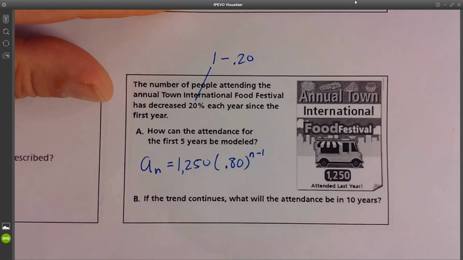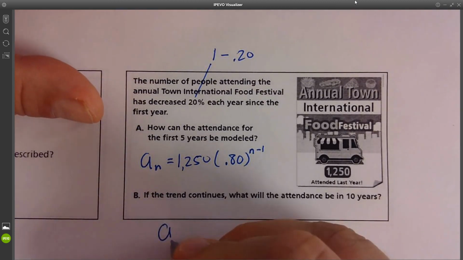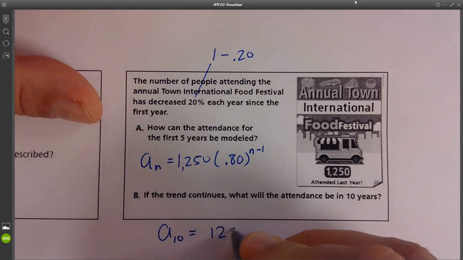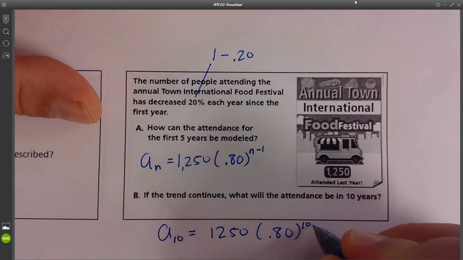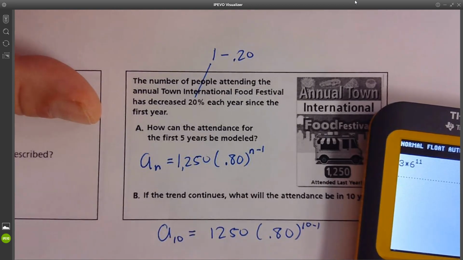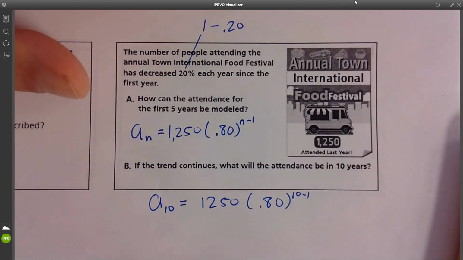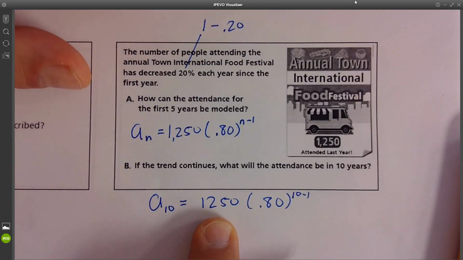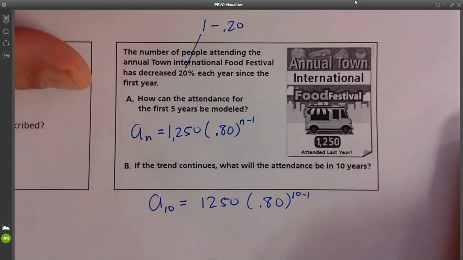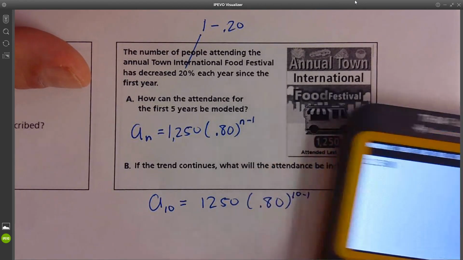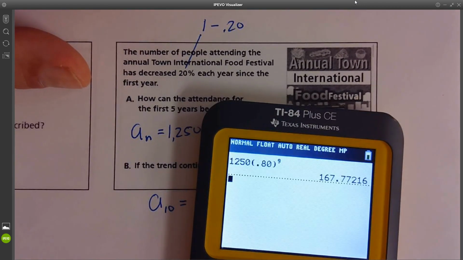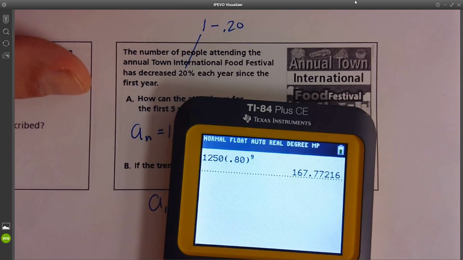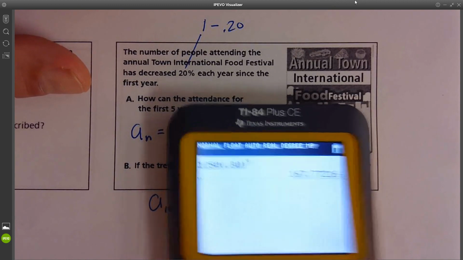And then it says what's going to happen in 10 years. So they're saying what is a sub 10? So 10 minus 1 or 9. Some of you I'm noticing are starting to put this into Desmos graphing. This should just be like the Desmos calculator. I notice every year students do that. I'm not sure why. And then we would expect about 168 people.